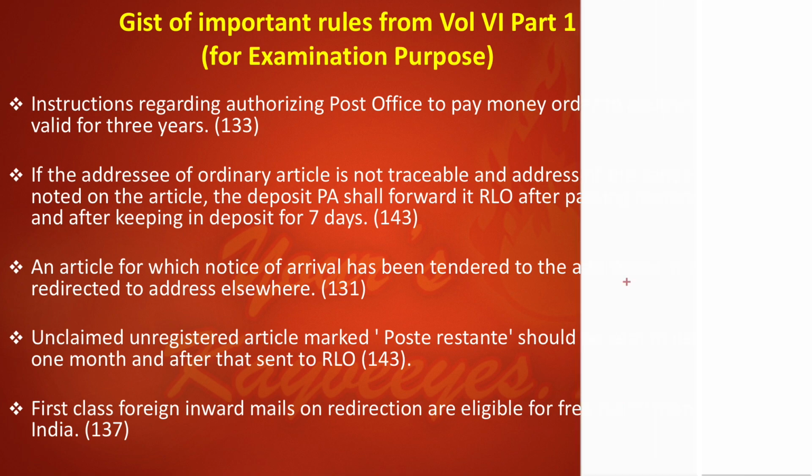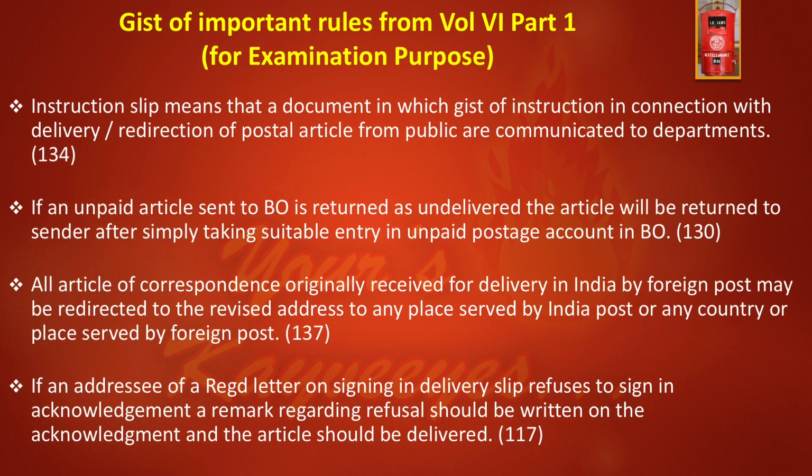Rule number 137. Instruction slip means a document in which instructions in connection with delivery or redirection of postal articles from the public are communicated to the departments. Rule number 134. If an unpaid article sent to a branch office is returned as undelivered, the article will be returned to sender after simply taking a suitable entry in the unpaid postage account in the branch office.